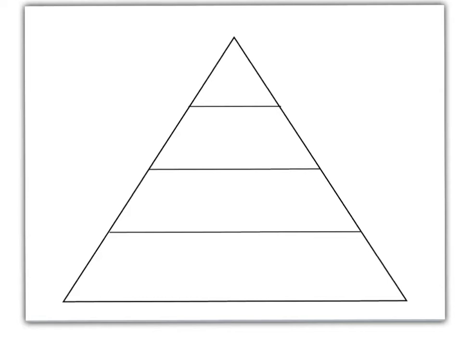Recall that down here in the bottom level, we've got our producers. So we're going to write a P for producers. In the second level, we have the primary consumers. Third level is the secondary consumers. And the top level is those tertiary consumers. So I'm going to label each of those for you. Examples of things that we can find in each level. This should be really easy for you by now.